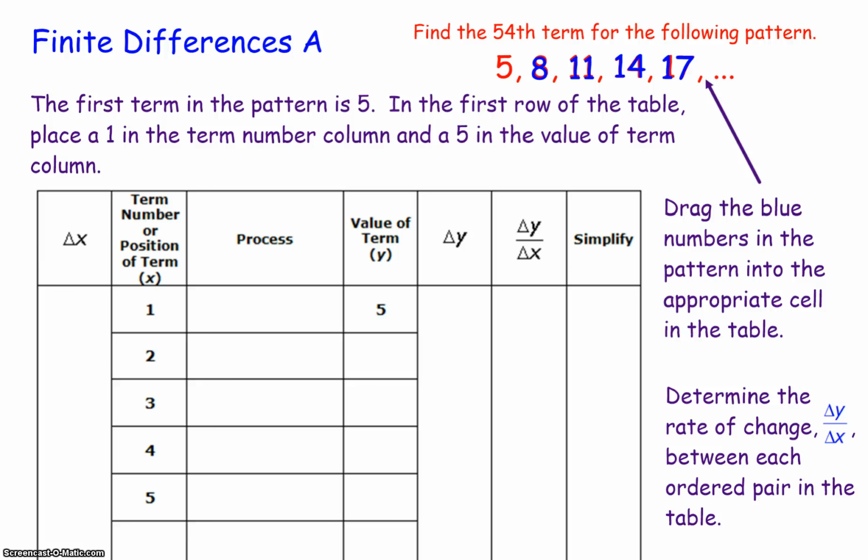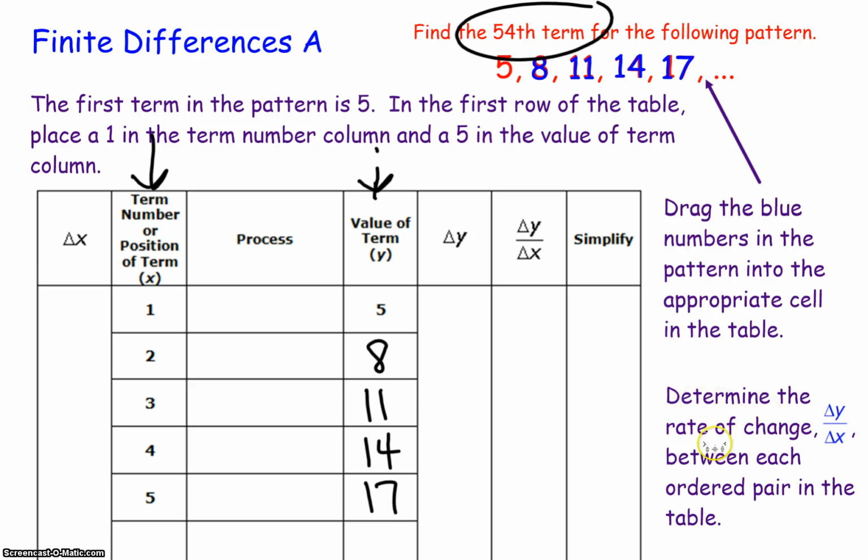Find the 54th term for the following pattern: 5, 8, 11, 14, 17. The first term in the pattern is 5. Notice where it says term number, and then it tells you what that term's value is. Place a 1 in the term number because it's first in line, and a 5 in the value of the term column. If our second term number is 2, what number goes here? 8. Third term would be 11. Fourth term would be 14. And the fifth term would be 17.